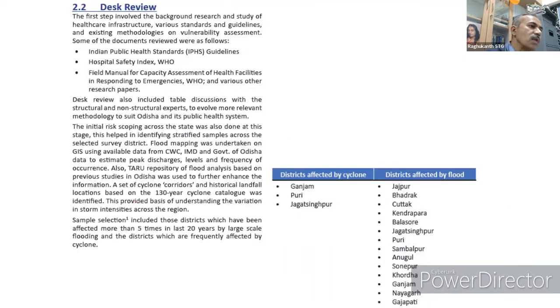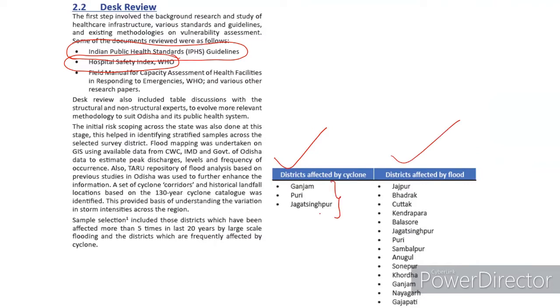So first we did a review. We took the IPHS guidelines for hospitals, then the Hospital Safety Index given by the World Health Organization, and other WHO documents. We used all these methodologies to evaluate the hospital buildings. We also identified which districts are affected by cyclone and which are affected by flood. These are the three districts most affected by cyclone, and these are affected by flood.